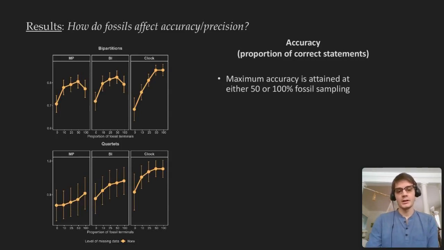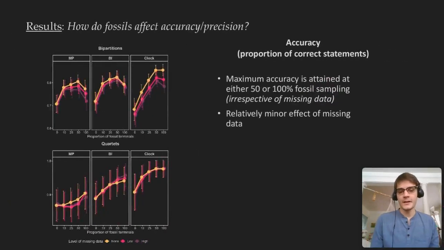What you can see is that regardless of method of choice or the way we measure accuracy, maximum accuracy is always attained when we either sample 50% fossils or 100% fossils. So fossils seem to be improving accuracy relative to no sampling of fossils, so just considering extant terminals.